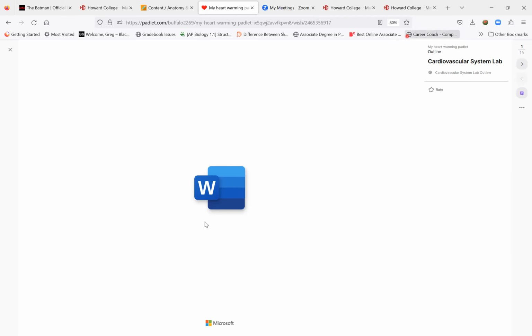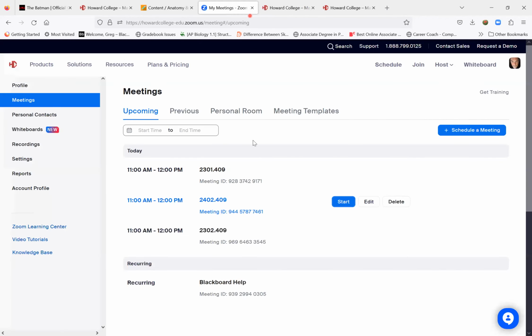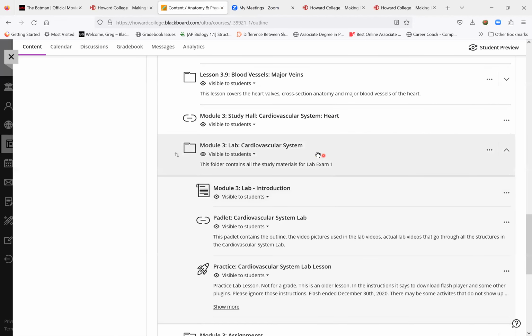Come on, Padlet, what are you doing? But anyway. So that's the lab part. Oh my goodness. So that's here.